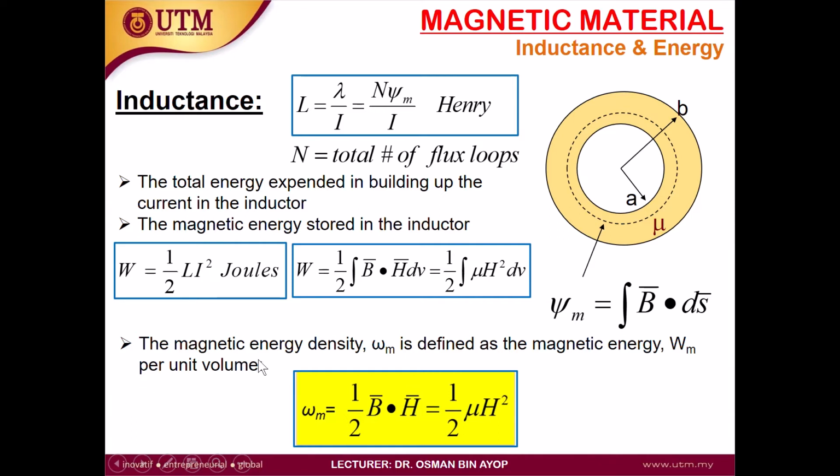The magnetic energy density omega m is defined as the magnetic energy per unit volume. So basically the energy divided by volume. What we get is 1 over 2 B dot H, equal to 1 over 2 mu H squared. The flux here is basically equal to the integration of B dot dS. It's basically the flux density passing through a certain cross-sectional area.